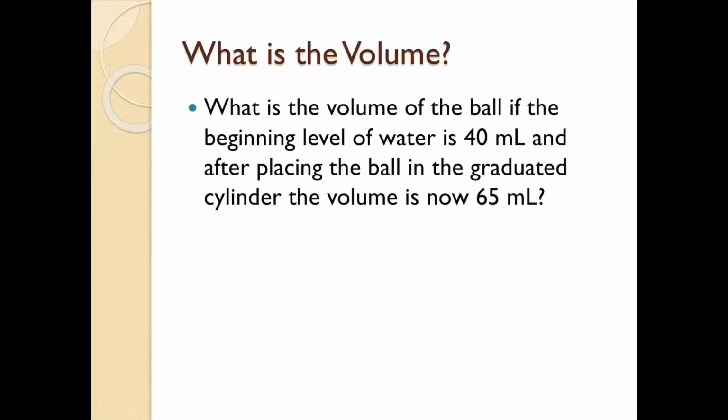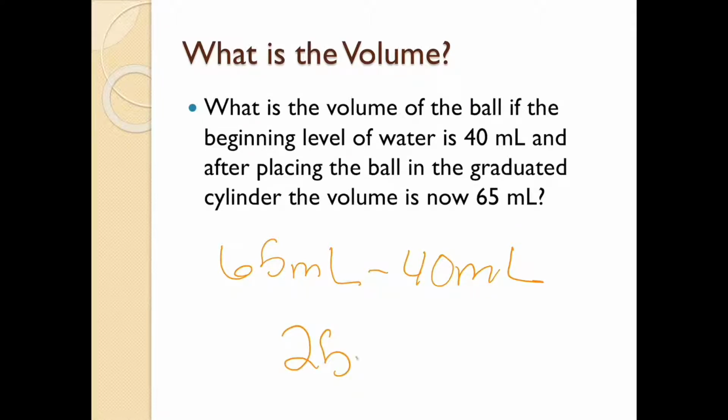Now let's calculate some volumes. What is the volume of a ball if the beginning level of the water is 40 milliliters, and after placing the ball inside the graduated cylinder, the water volume is now 65 milliliters? Well, for this problem, we're using water displacement. So that means we need to take our final water volume minus our initial water volume. Our final water volume is 65 milliliters, and we started out at 40 milliliters. So 65 minus 40 gives us 25 milliliters for the volume of the ball.